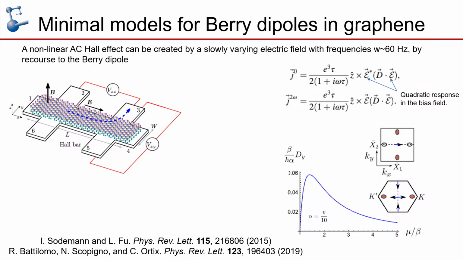So this is relevant because in the absence of a magnetic field, you can actually have Hall effects driven by time-dependent electric fields, but this is a second-order effect, okay, as you can see here. And this is how the Berry dipole looks in the original model. The symmetries of their Hamiltonian are such that there is a mirror symmetry with respect to the horizontal axis, and that leaves only the y component of the Berry dipole.